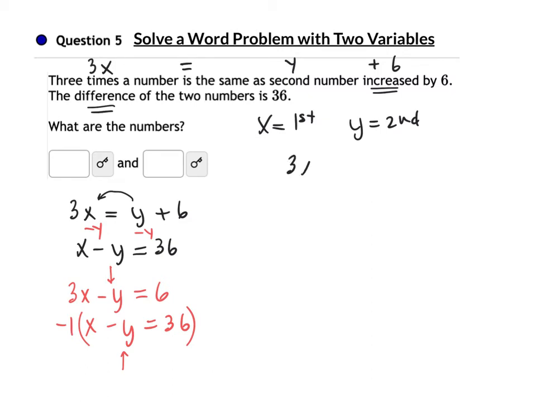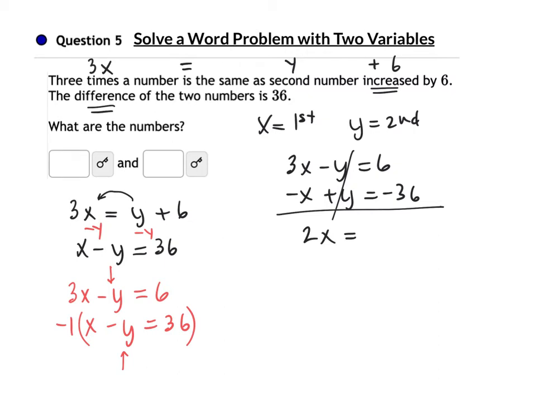I'll rewrite that top equation, 3x minus y equals 6, and multiply by negative 1, I get negative x, positive y, and negative 36. Now I'll add, notice those are gone, 2x equals negative 30, and divide by 2, and x equals negative 15.